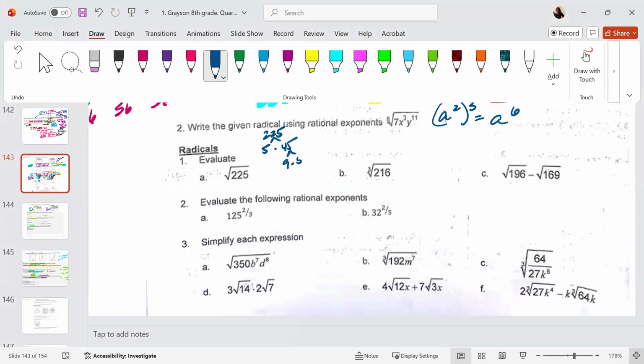All right. So then, well, you know the square root of 225 is going to be 15, right? But if you're not sure, you could just break it down.